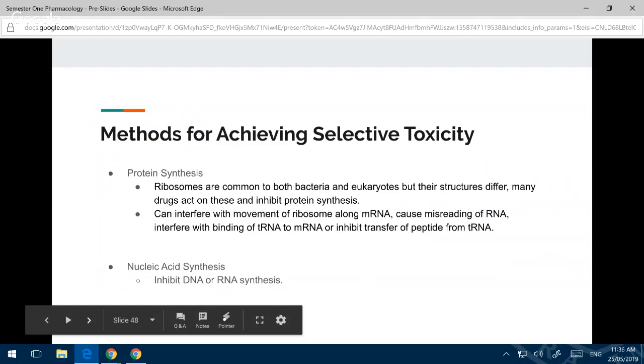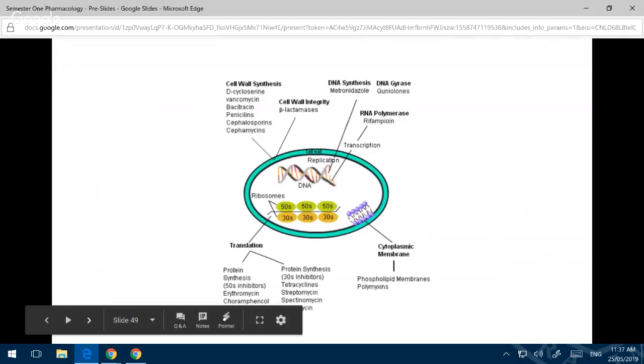Protein synthesis, you'll be familiar with the process by now. Ribosomes are common, so we have many drugs that can act on these and inhibit protein synthesis. We can interfere with the movement of the ribosome along messenger RNA, which can cause misreading. And finally, we have nucleic acid synthesis, which will inhibit DNA or RNA synthesis. Okay, so this is a diagram that articulates where the drugs target the bacteria and how they can kill the disease.